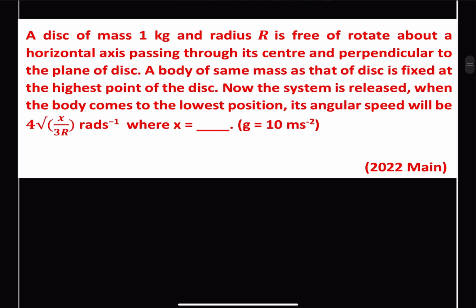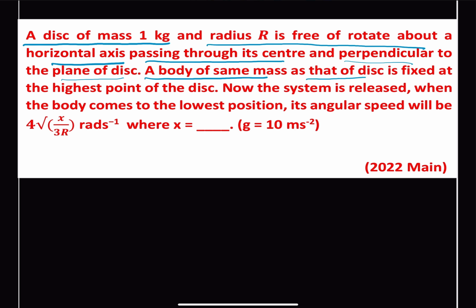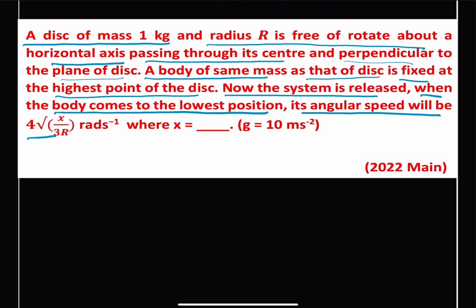It states that a disc of mass 1 kg, radius r, is free to rotate about a horizontal axis passing through its center and perpendicular to the plane of the disc. A body of the same mass as that of the disc is fixed at the highest point of the disc. Now the system is released. When the body comes to the lowest position, its angular speed will be 4 square root of x upon 3r radian per second, where x is, taking g as 10 meter per second square.